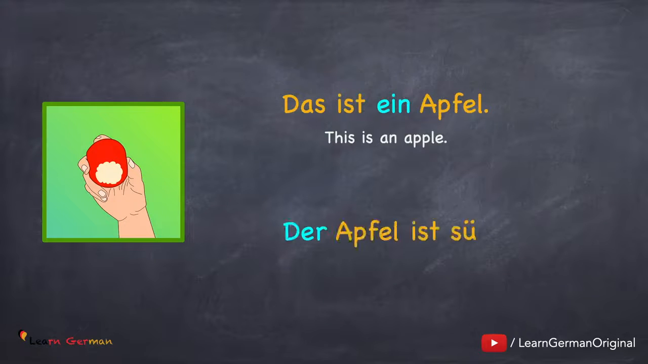Das ist ein Apfel. Der Apfel ist süß. Ein Apfel oder der Apfel. Der and ein are both articles. Der is a definite article, whereas ein is an indefinite article, or unbestimmter Artikel. Let's see when to use which article.